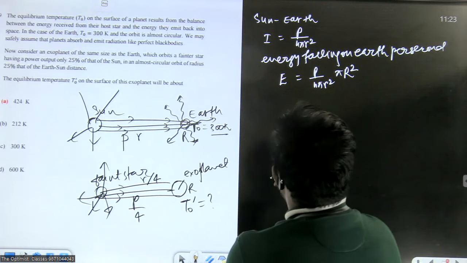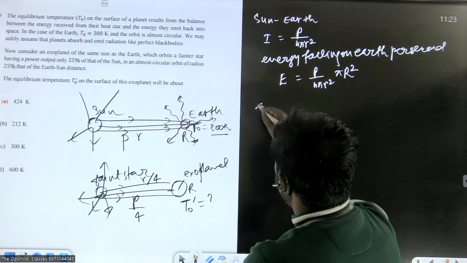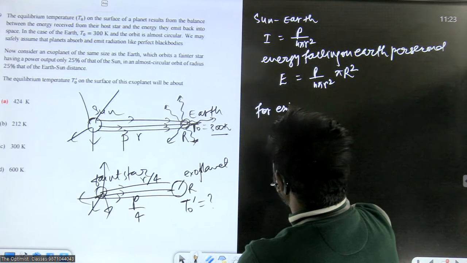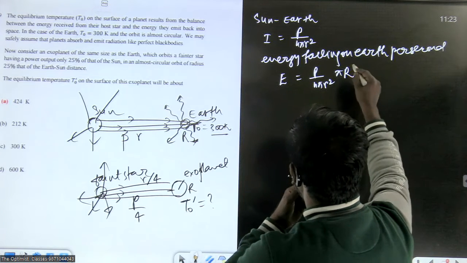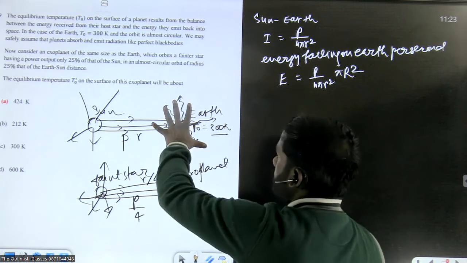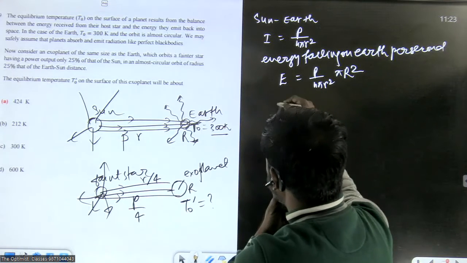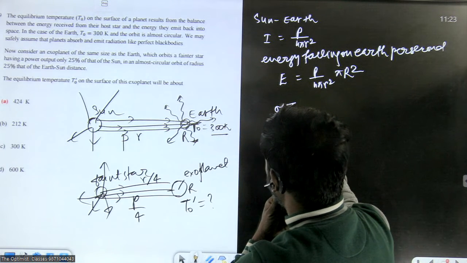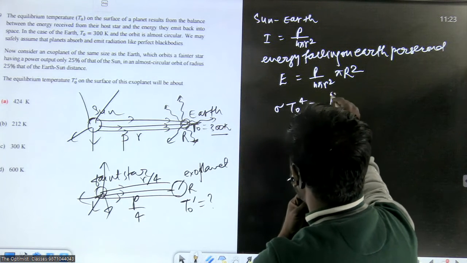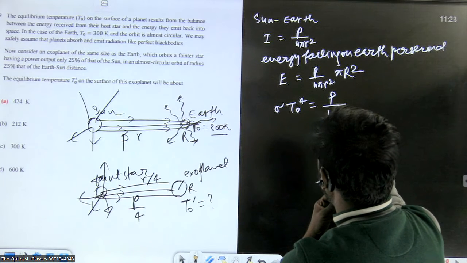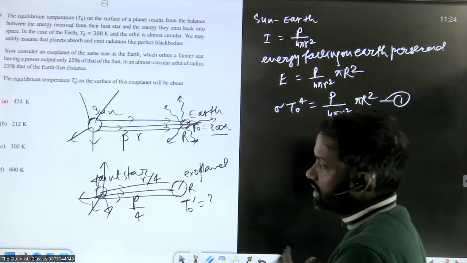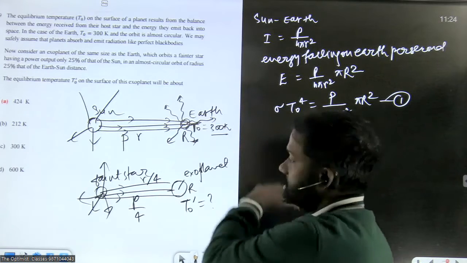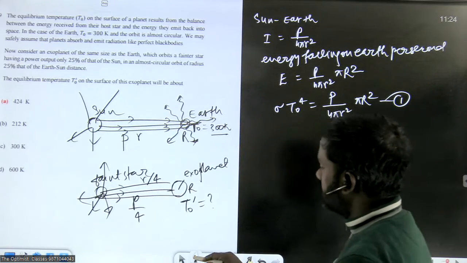Now for the exoplanet. But see, Earth is actually receiving this much energy, and it is also emitting energy like a black body. So therefore, this must be equal to sigma T naught to the power 4, that is P upon 4 pi R square times pi R square. Call it equation number 1. It is emitting like a black body, so using Stefan's formula, we have written this.